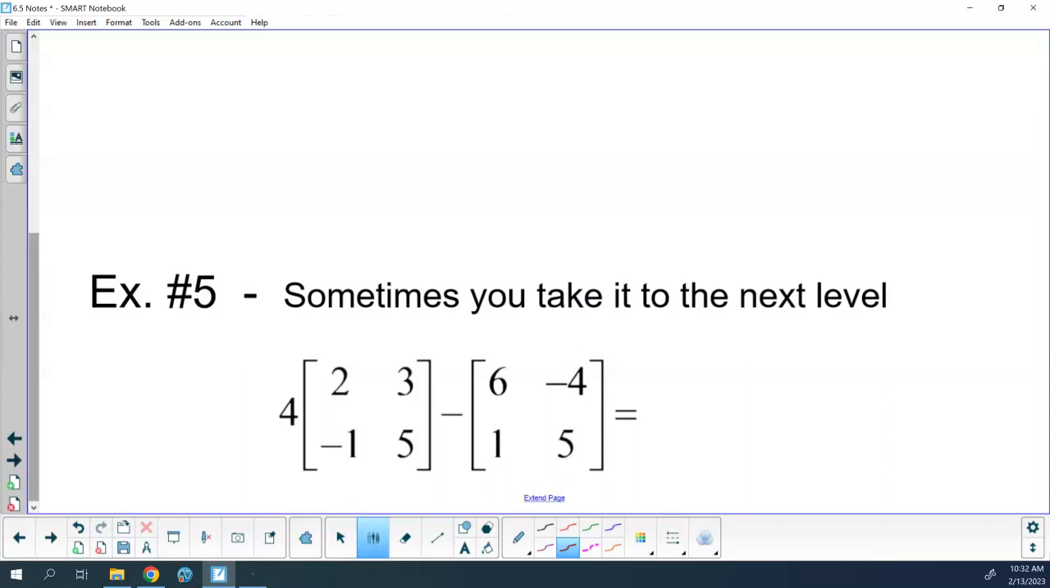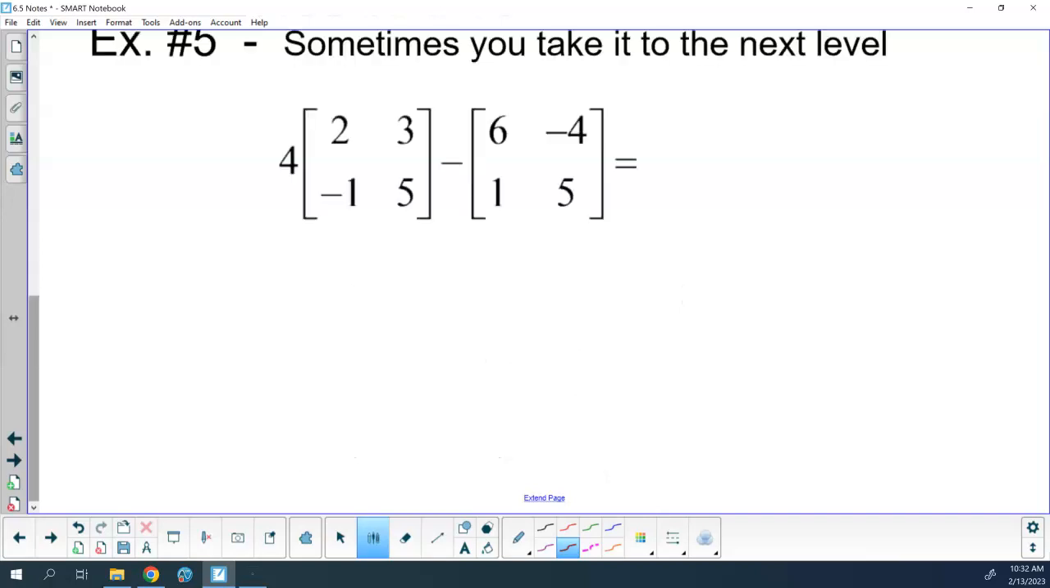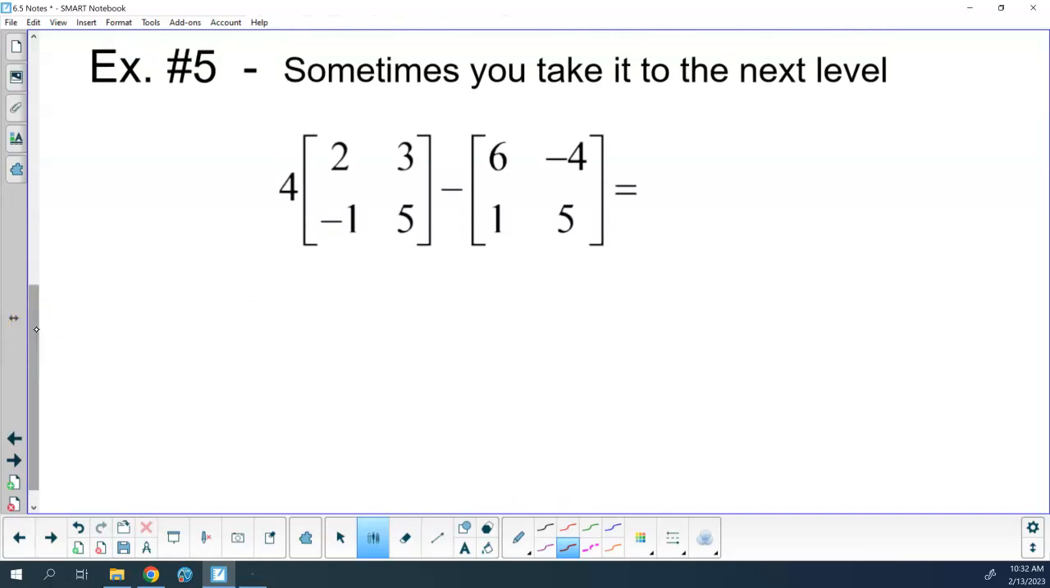Here's the purple. Okay. Now, sometimes they'll take it to the next level. NTC also loves, or used to love, this style of problem, where it's a crazy combo of scalar multiplication on the first one, and then adding or subtracting on the other one. Or they might take it double to the next level and do scalar multiplication on the first one, scalar multiplication on the second one, and then add or subtract them. Okay?